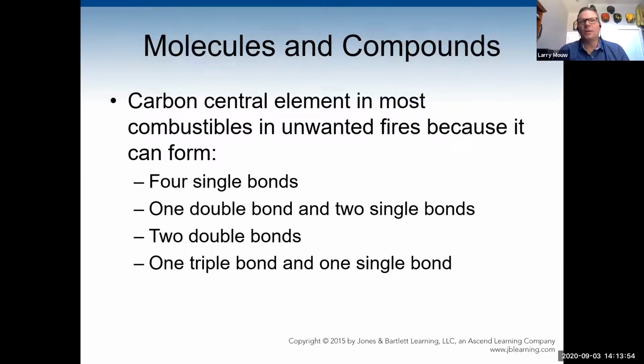Carbon is a central element in most combustibles and unwanted fires because it can form all these different types of bonds. It bonds with a lot of different things in a lot of different ways. That's why carbon becomes very important in fires.